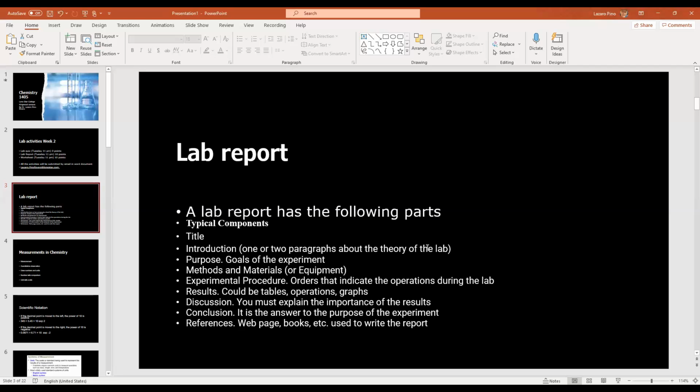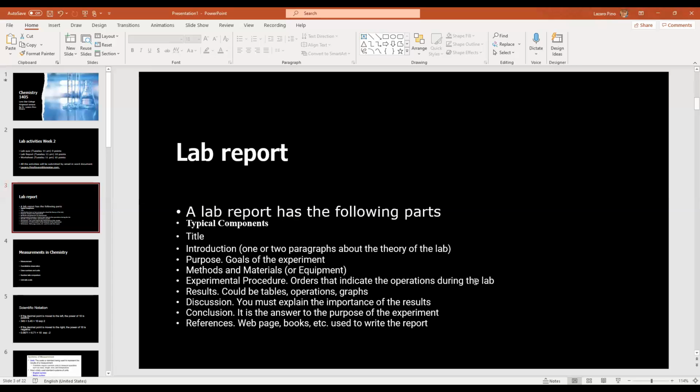The methods and material or equipment. In this case, you have to write the different instruments that you will use. The ruler, the scale, the thermometers, and it's very important to write the precision of the instrument that you are going to use. The experimental procedure are orders that indicate the different operations during the lab.